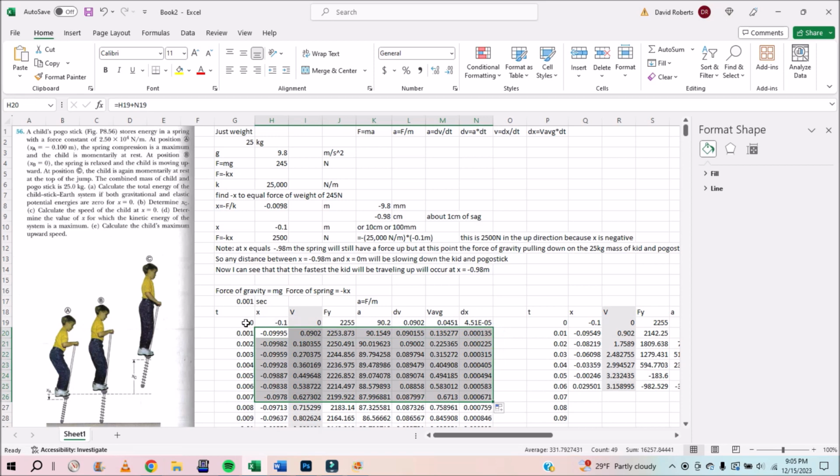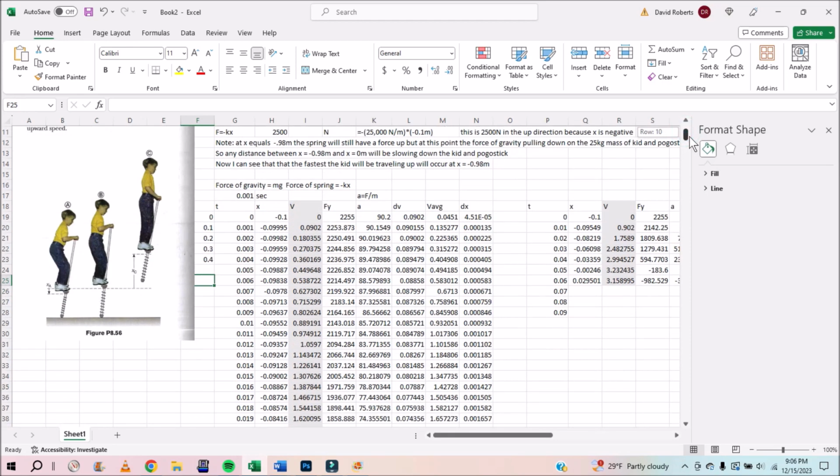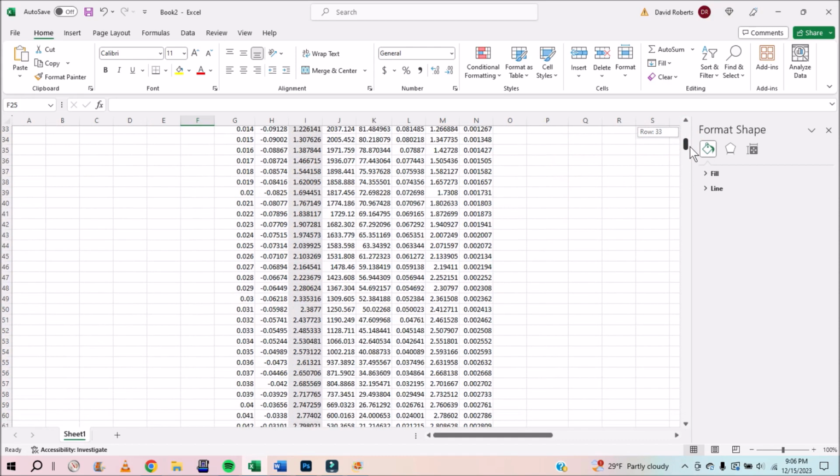Don't bring your times down, because to get this time, you'll do 0.00, and then you can drag this down. If you want to see that, you go 0, enter, 0.1, and then you grab them both, and then you can pull them down, and it'll do that. Okay, so anyway, then you just graph the whole thing.